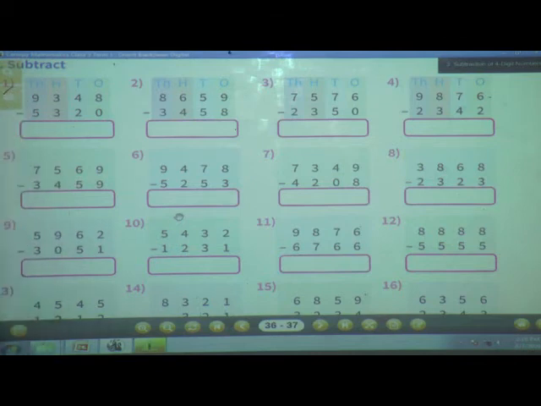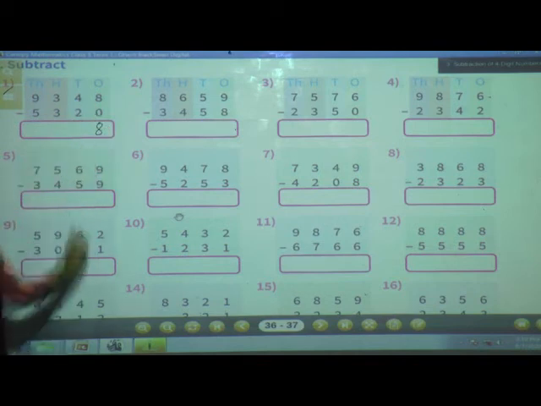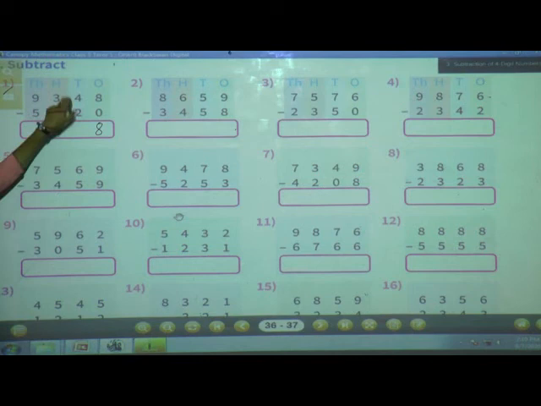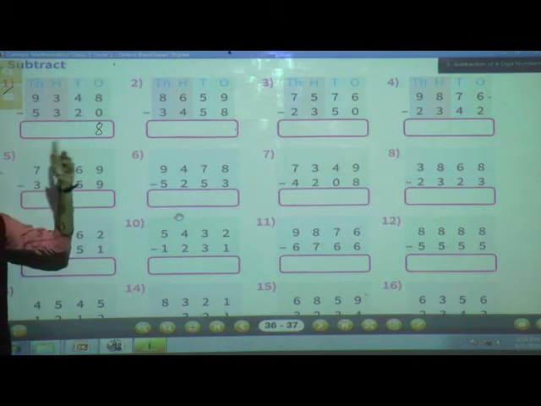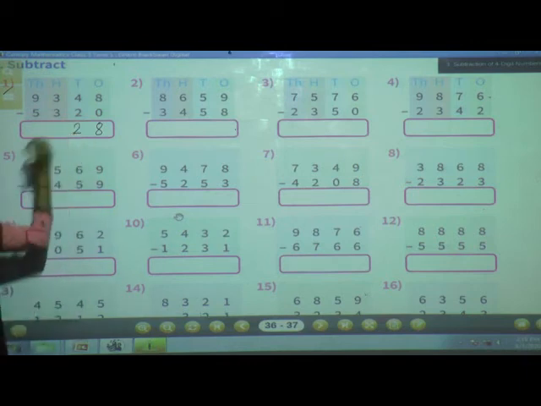The first number is 9,348 minus 5,320. See the ones place now. Here 8 is there, here 0 is there. 8 ones minus 0 ones. 8 minus 0, 8. See the tens place now. Here 4 tens minus 2 tens. 4 minus 2. After 2 count your fingers till 4. 3, 4. So 4 minus 2, 2.